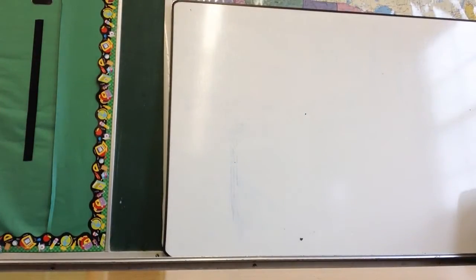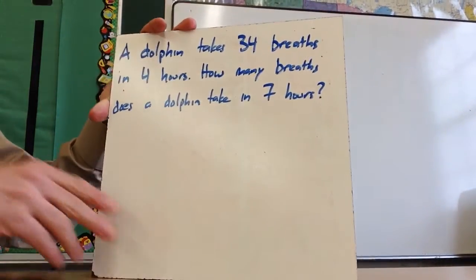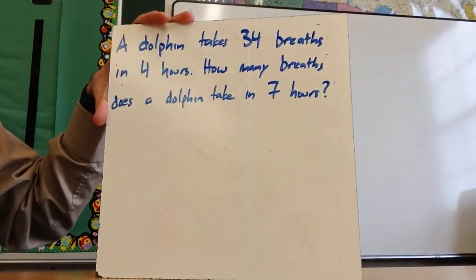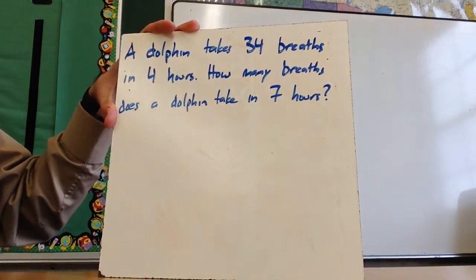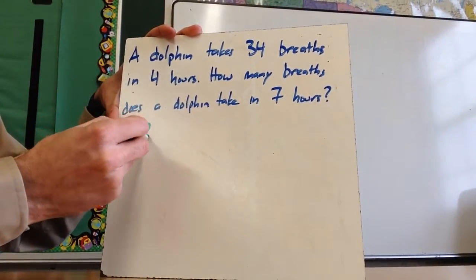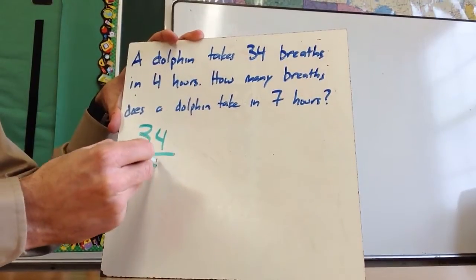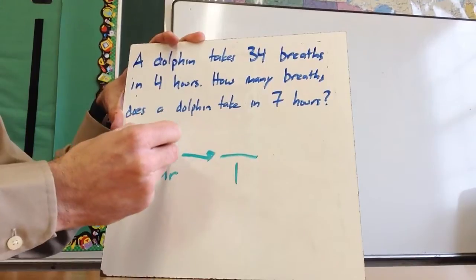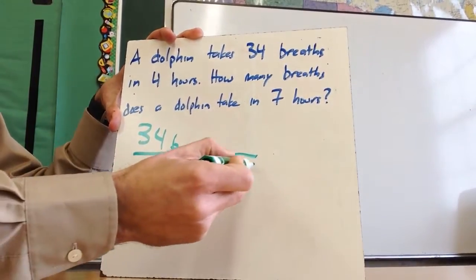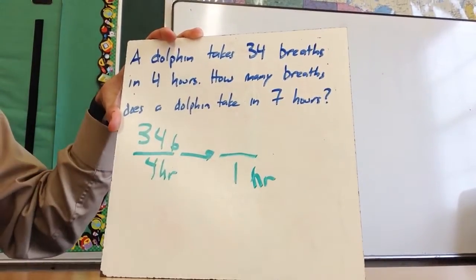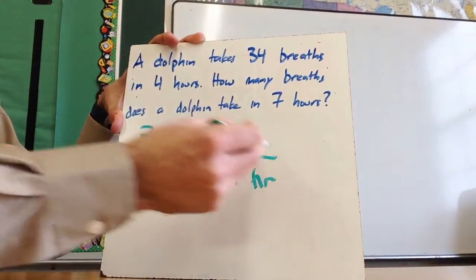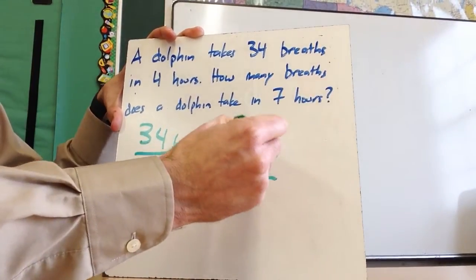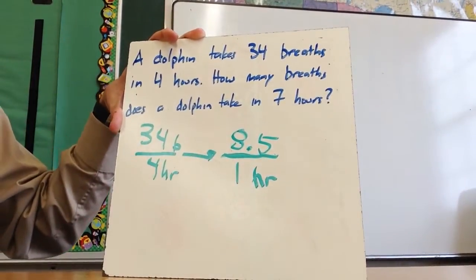All right, and then finally, a dolphin takes 34 breaths in 4 hours. How many breaths will the dolphin take in 7 hours? So the way I'm going to solve this is if I know that the dolphin's taking 34 breaths in 4 hours, the question is, how many breaths does the dolphin take in 1 hour? We'll call this B and this HR, abbreviation for hours. Well, I got to take 34, divide by 4, and I get 8.5. So I get 8.5 breaths per hour.